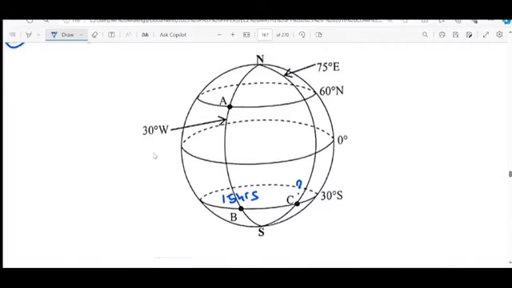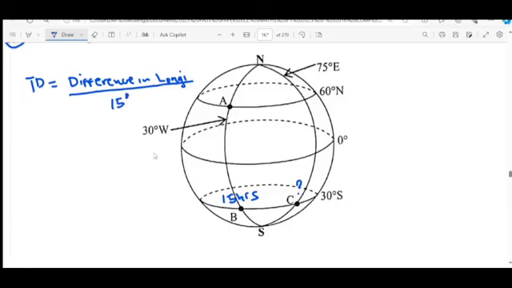In order for us to find the time at C, we are going to find the time difference. So we need to find the time difference, and to do that, you say time difference is equal to difference in longitudes over 15 degrees. This is the formula that you can use, because we use the longitudes for time calculation.